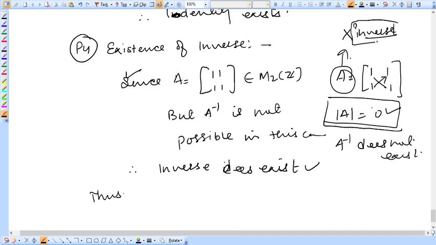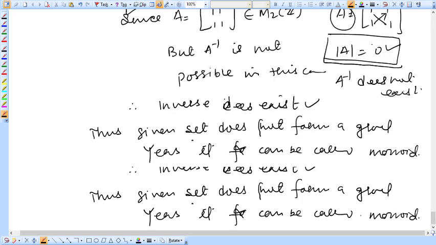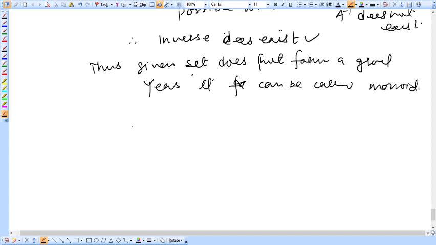Thus the given set does not form a group. Yes, it can be called monoid because it satisfies three properties, okay? So this was the third problem.